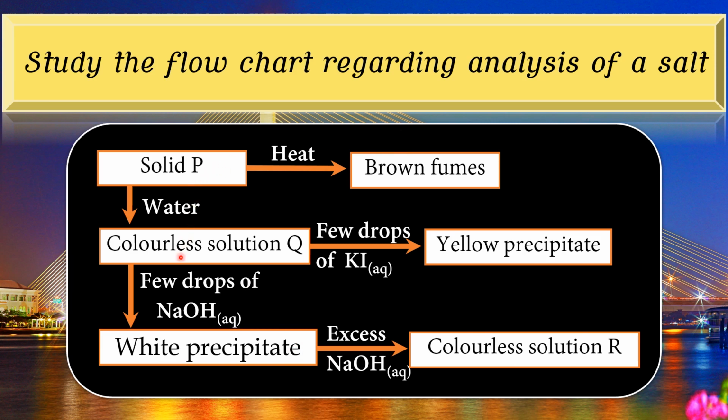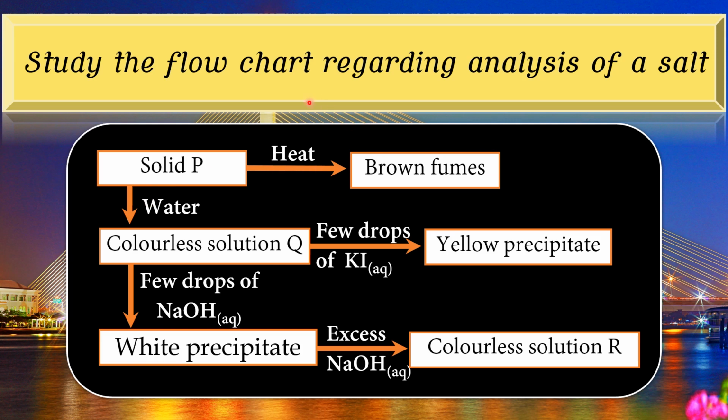When we dissolve P in water, it forms a colorless solution. And when we added a few drops of potassium iodide to that colorless solution, we got a yellow precipitate. And P, when heated, formed brown fumes.